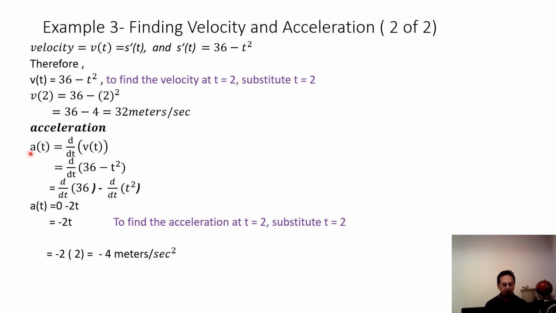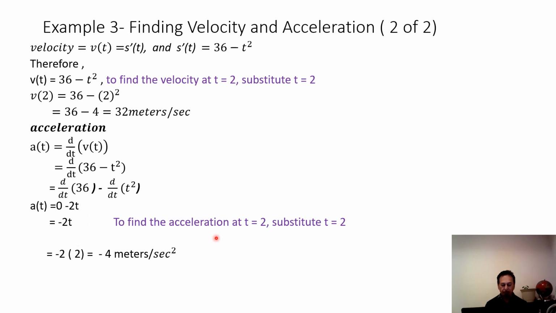Now acceleration a(t) is defined as the first derivative of velocity. So this becomes d/dt of (36 - t²). Here using the difference rule of differentiation, we can break it down into d/dt of 36 minus d/dt of t². Now the derivative of 36 is 0, and the derivative of t² is 2t. So a(t) is -2t.